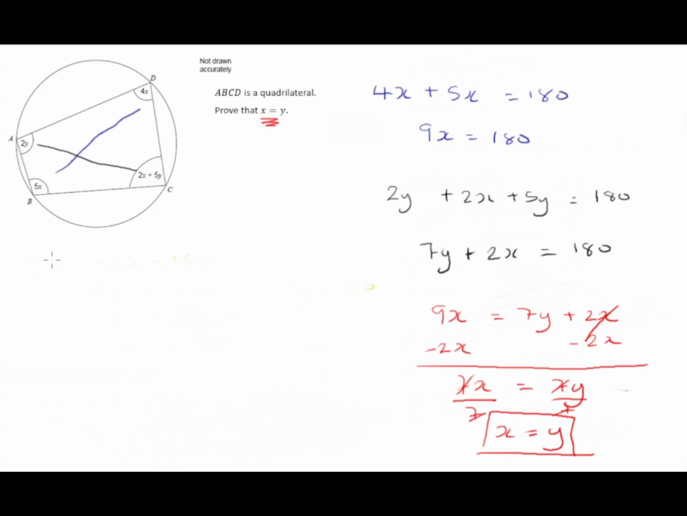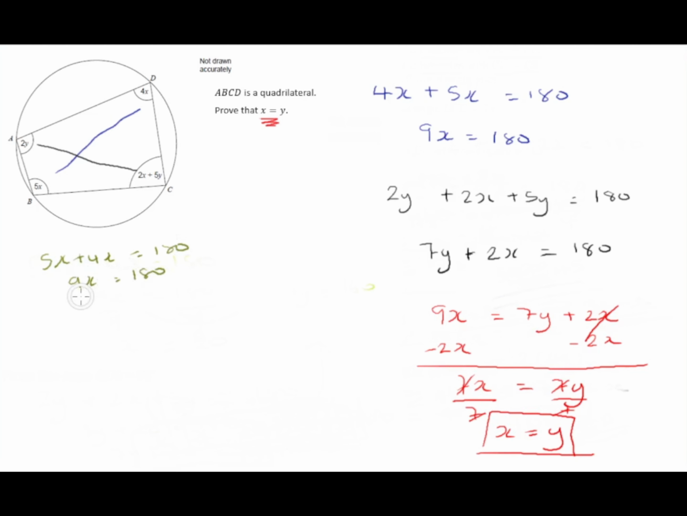All right, so we could use an alternative method as well. Let's look at another way in which we could look at this question. As you know, it is a cyclic quadrilateral. Opposite angles in a cyclic quadrilateral add up to give us 180 degrees. So 5x plus 4x is equal to 180 degrees. That's going to give us 9x equals 180 degrees.